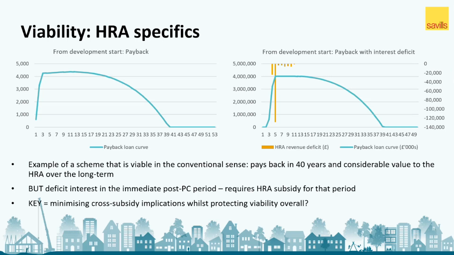So we pay back a little bit. We pay back pretty much within the same time period, maybe just a year early. But this deficit interest point requires HRA subsidy for that period. The point I'm trying to make here is that we're not saying no, don't do this, but we just need to be really clear and understand how that deficit interest hits the HRA, rather than the conventional top left chart there, which would say, yeah, we're all fine, let's crack on. So the key here is minimising cross-subsidy implications whilst protecting viability overall.